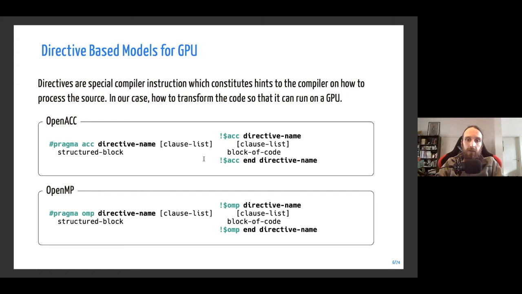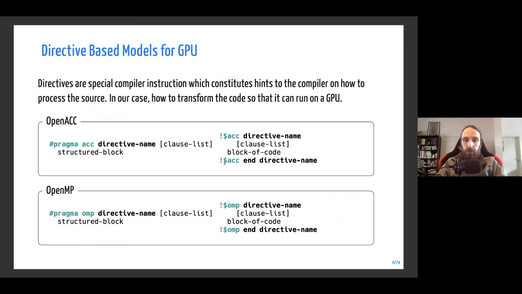And you have a clause list, which constitutes options about the directive that you are passing to the compiler. It gives additional instructions. They're not always needed. Sometimes you just give a directive and don't give any additional indication to the compiler, but they can be very useful to allow the compiler to optimize your code better.